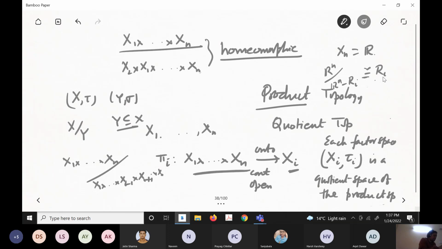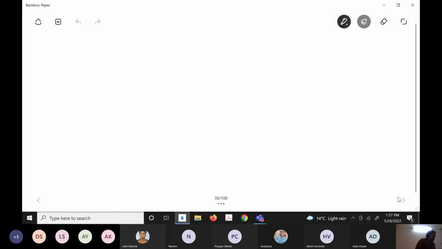Quotient space can be viewed in two other ways, which I will discuss. Willard has given very good descriptions of some quotient spaces. So that I will teach you tomorrow.